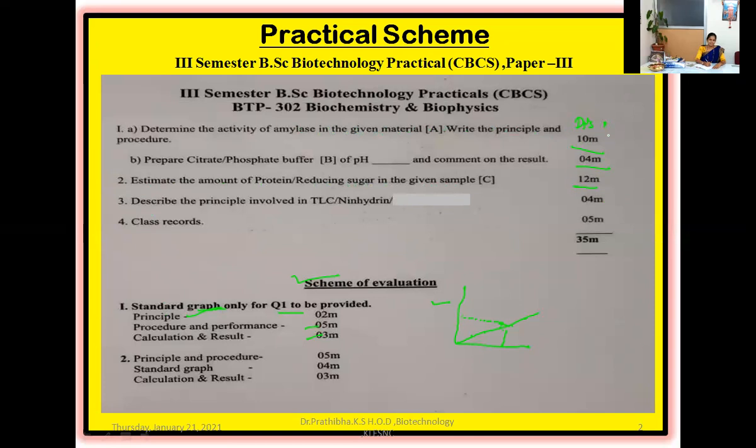Next you also need to write about the enzyme activity in question number 1. It carries 10 marks. But you are going to perform only 2 test tubes here, because they have already asked you to give the standard graph.